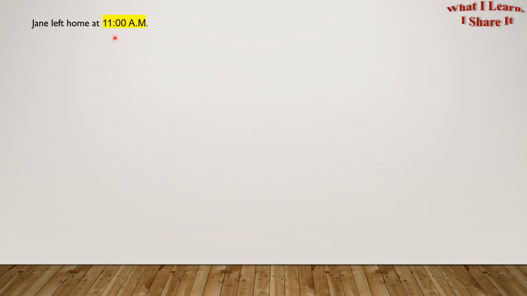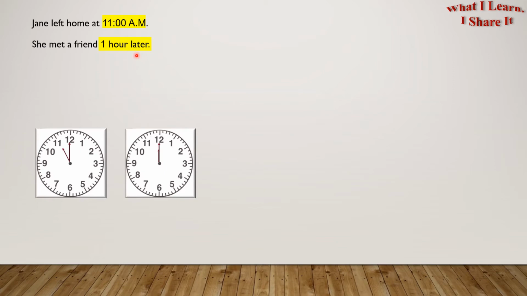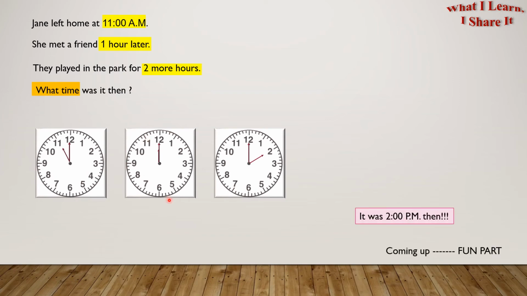Jane left home at 11 o'clock a.m. It is shown here in the picture. She met a friend 1 hour later. Here is 1 hour later, which is 12 o'clock now. They played in the park for 2 more hours. So this is a clock that shows the time after 2 more hours. What time was it then? Yes, it is 2 o'clock then.